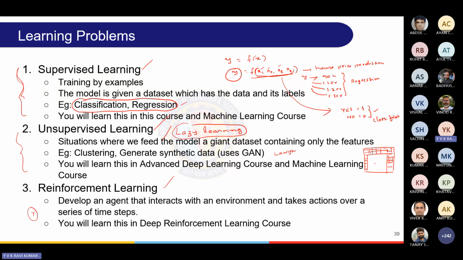Do you think the lawyer has gone through all the books and is ready for the client? No. What he does is, when the client comes, he takes the information and tries to identify the case. That is lazy learning: it starts when the new instance comes. That is lazy learning. That is actually clustering.